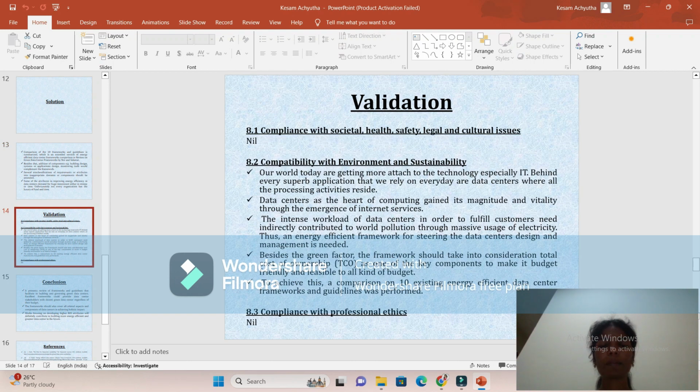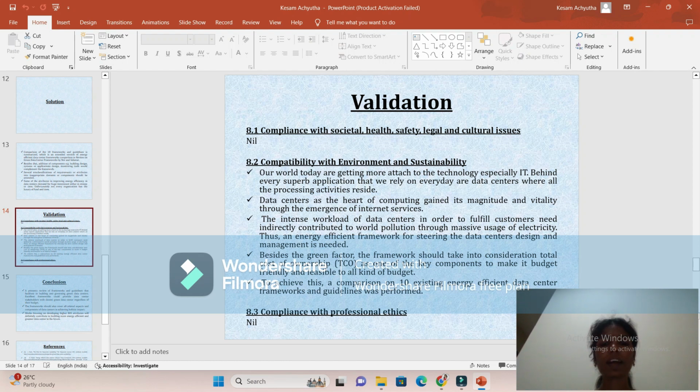This is the validation: compliance with social, health, safety, legal and culture issues, and the compatibility, environment and sustainability. Our world today is getting more attached to technology, especially IT. Behind every superb application, there is a reliance every day on data centers. Where will the processing activity reside?